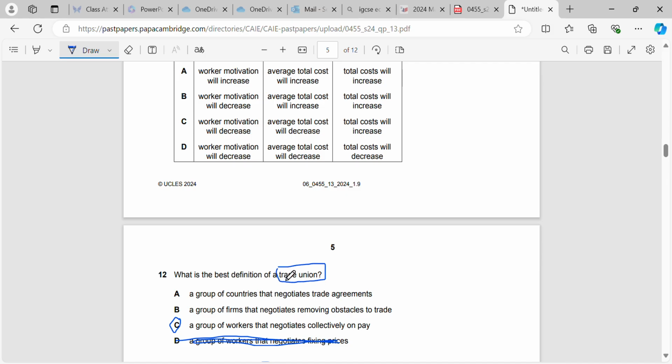They also try and get better conditions for their workers, like better health and safety standards, and negotiating holidays, maternity leave agreements, things like that. Okay, they're not a group of countries, and they are not a group of firms either. They're a group of workers.